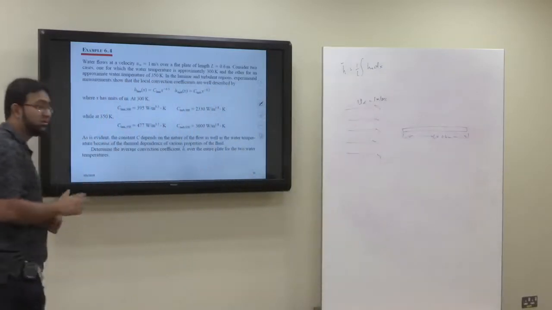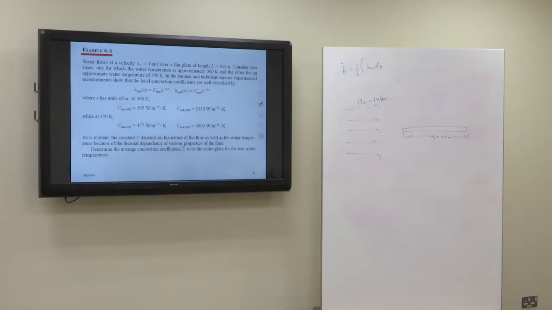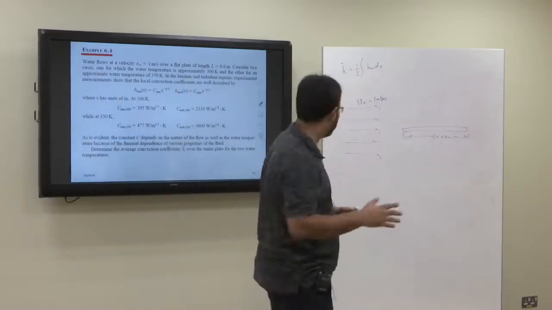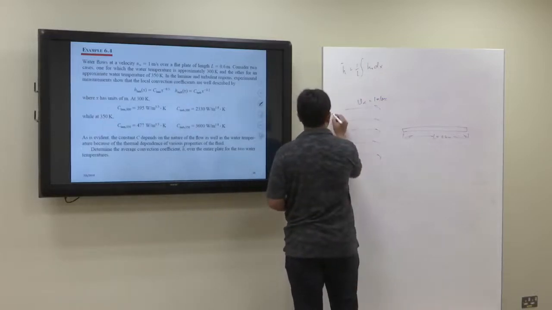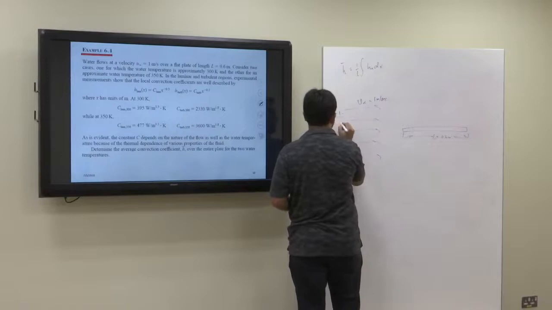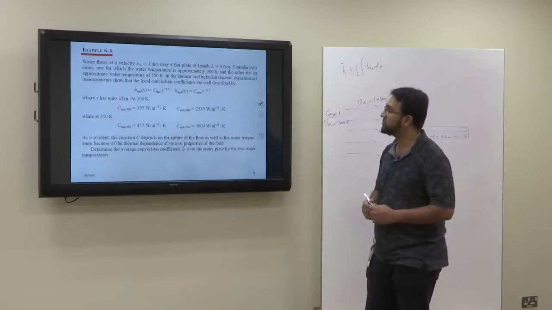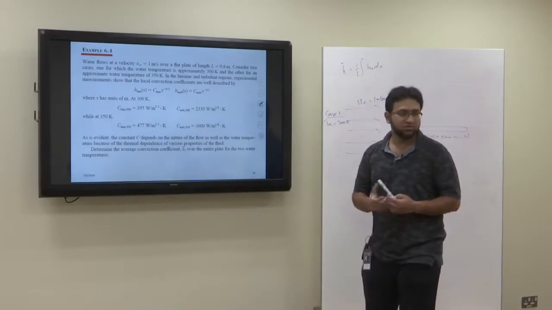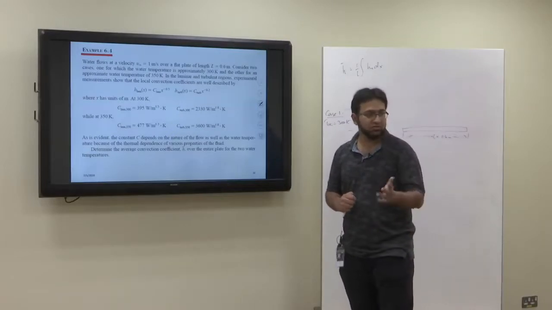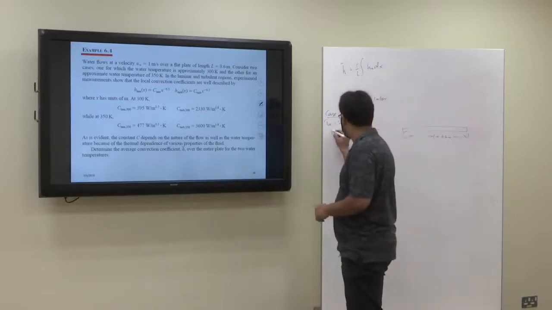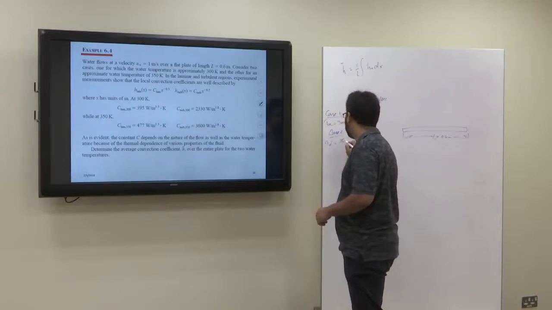Consider two cases. Now we have to consider two cases. One for which the water temperature is approximately 300 Kelvin. So in the first case, water temperature is approximately 300 Kelvin. So case 1, T infinity is 300 Kelvin. And the other for an approximate water temperature of 350 Kelvin. So what's the difference between the two cases? In one case temperature is 300 Kelvin, in the other case temperature is 350 Kelvin. The only change between the two cases is the temperature. So case 2, T infinity equals 350 Kelvin.